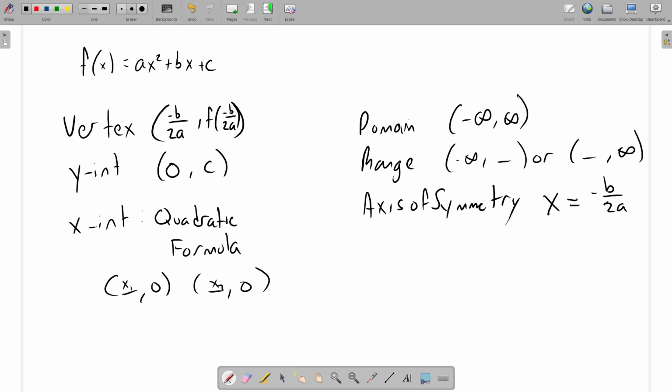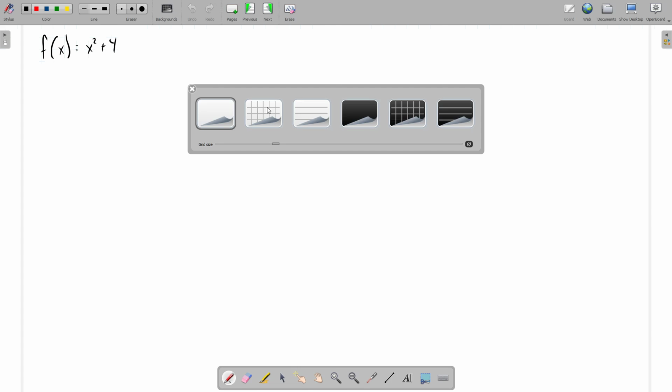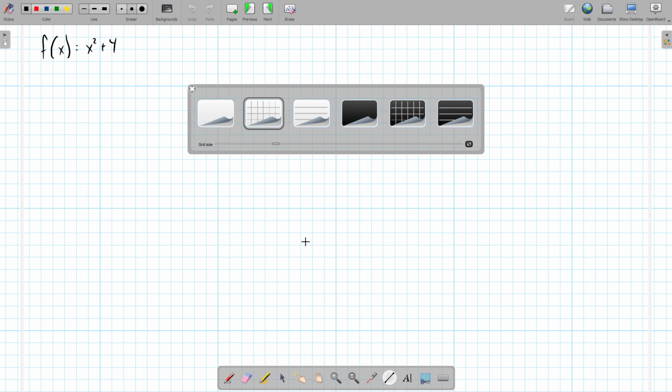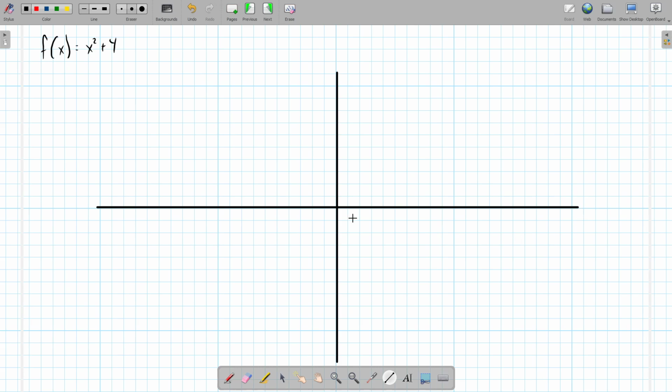All right, so now that we have all this kind of defined in a general sense, let's try to put it all together with a few concrete examples. Starting with f of x equals x squared plus 4. So let me first make this a graph. And we'll put some axes in here. There we go.